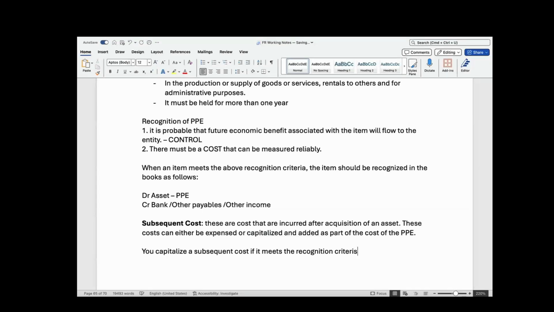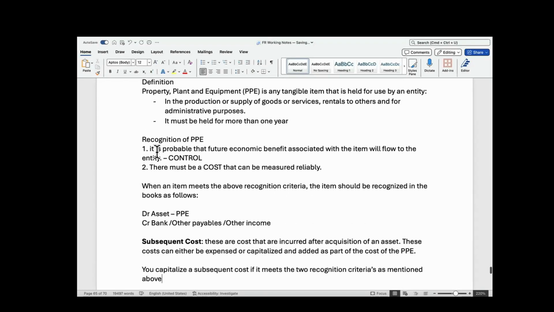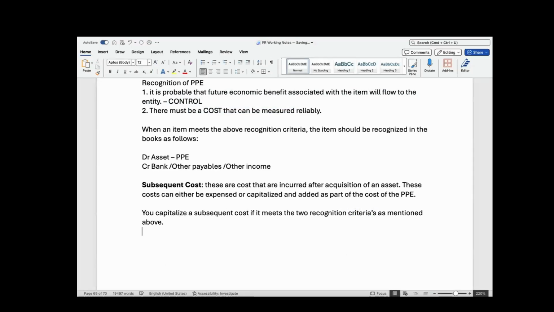And what are the recognition criteria? Is the one we mentioned above. If it meets the two recognition criteria as mentioned above, which are: the cost must be able to generate economic benefits, and you should be able to measure that cost reliably. And what does this mean?